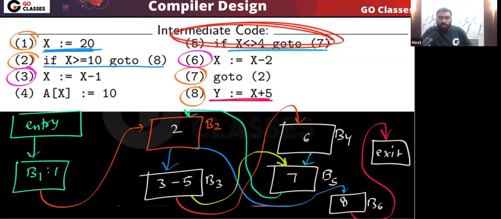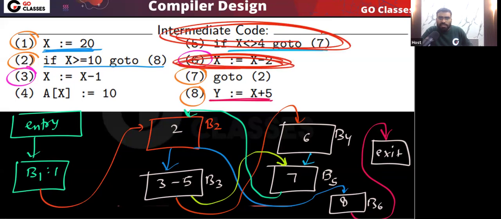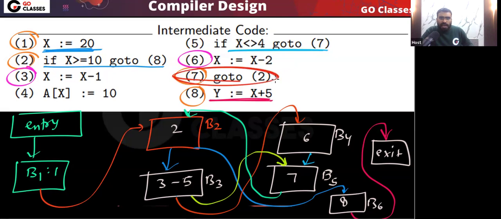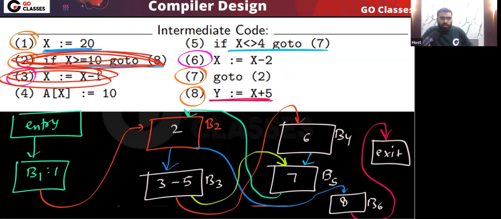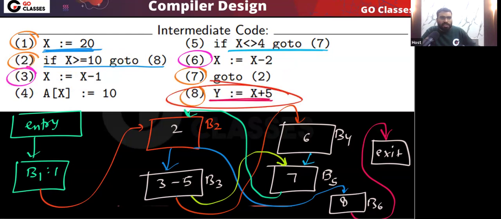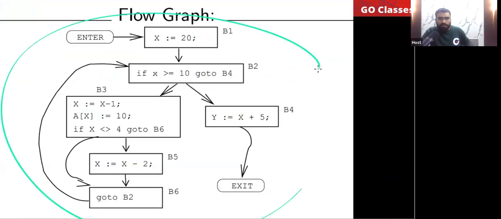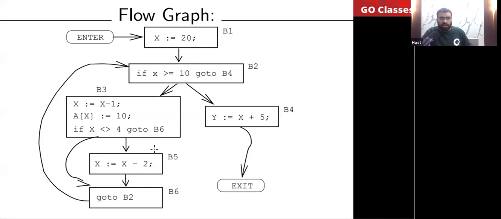See, from this node I cannot exit because from this node either I will go to this instruction or I will go to this instruction. Similarly, from this I will go to this instruction. So I can say this is the only node that can go to exit. So this is your graph. Let me give you a beautiful graph.